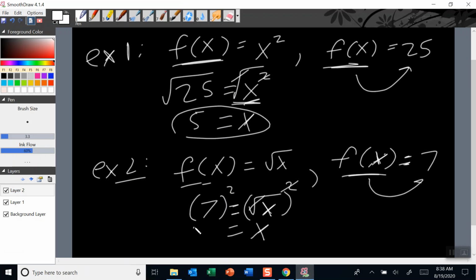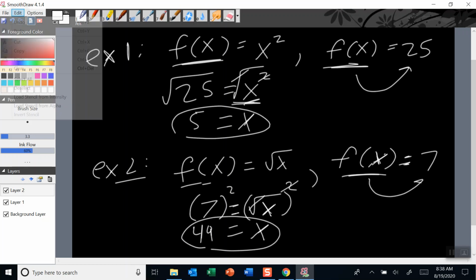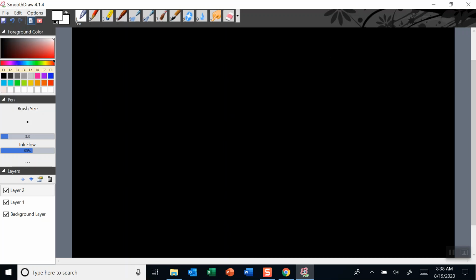So, my answer here is that in this case, x is equal to 49. Now let me go ahead, I'm going to start doing a couple more examples. You can kind of speed this up. So let's see, clear this off. Now let's go to our third example.